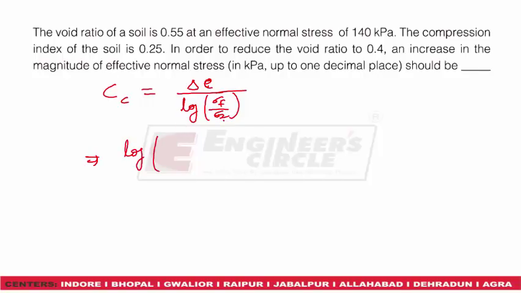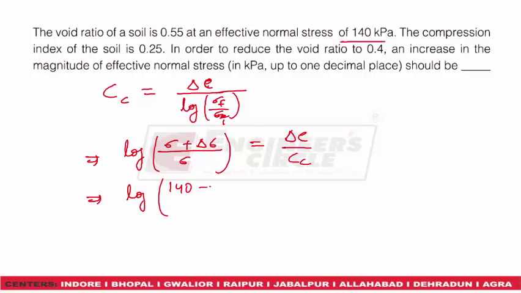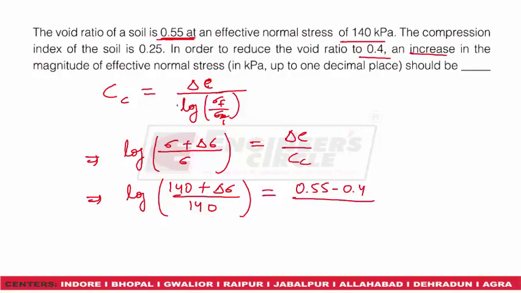So sigma f will be equal to initial stress plus change in stress by initial stress. This will be equal to delta e by Cc. So putting the values, log of initial stress is 140. We have to determine the increase in stress. So delta sigma plus initial stress 140 by 140 is equal to delta e. So void ratio changes from 0.55 to 0.4. So this is 0.55 minus 0.4 by compression index is 0.25.